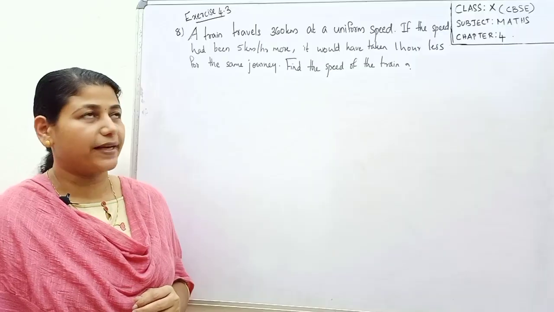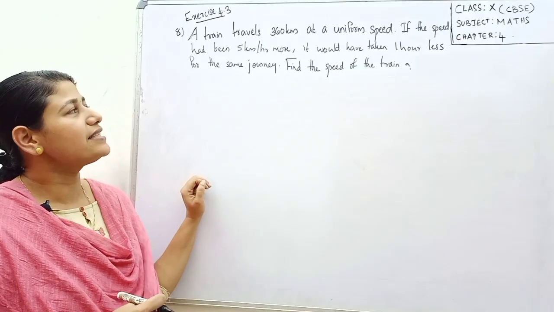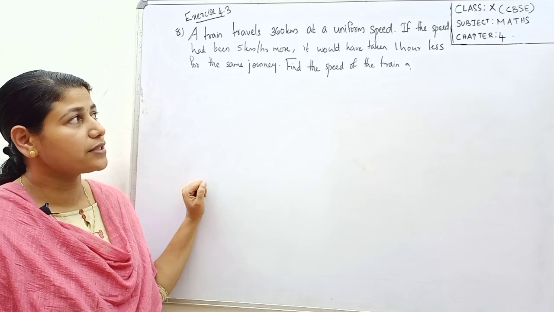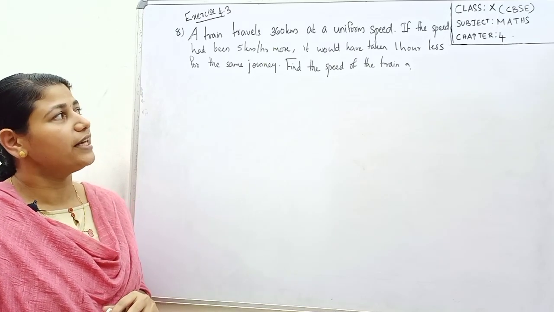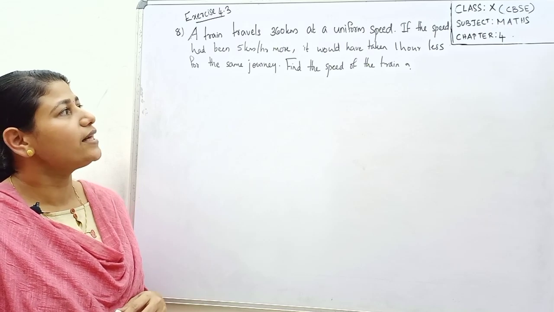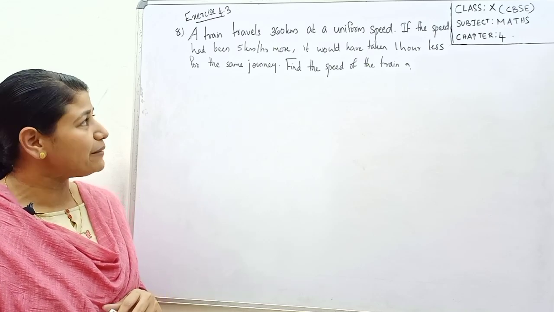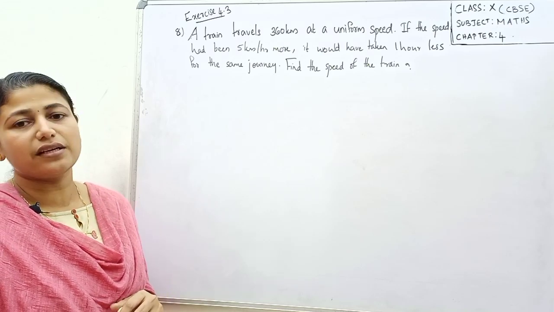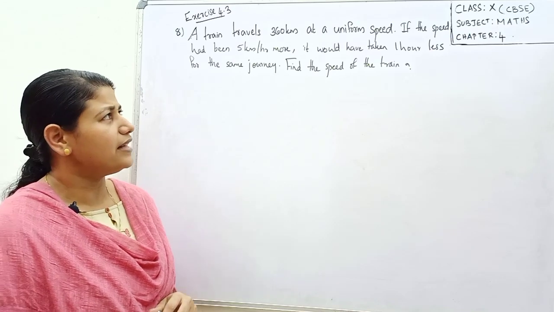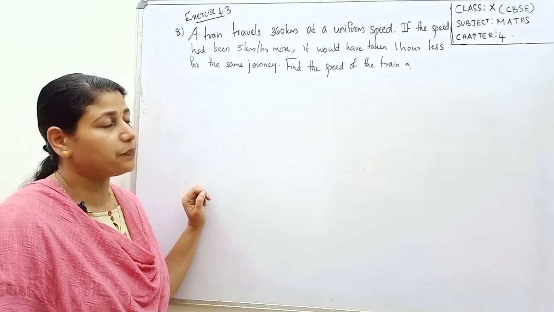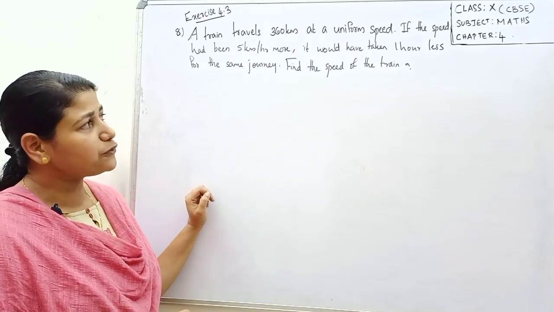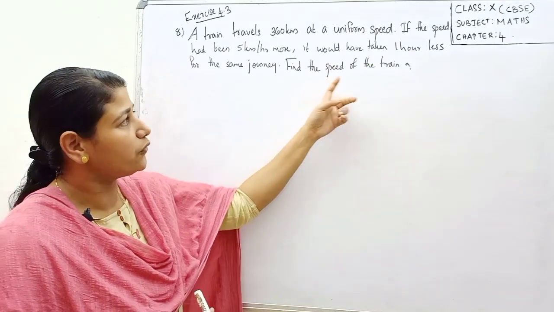Understood? So, 8th question. A train travels 360 km at a uniform speed. If the speed had been 5 km per hour more, it would have taken 1 hour less for the same journey. Find the speed of the train. This type of question we have already done in the before exercises, isn't it? So, here we have to find out the speed of the train.